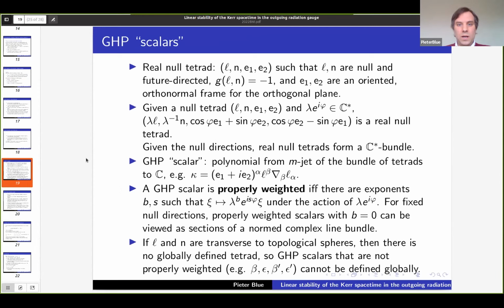So I was going to have a slide on GHP scalars and what they are.